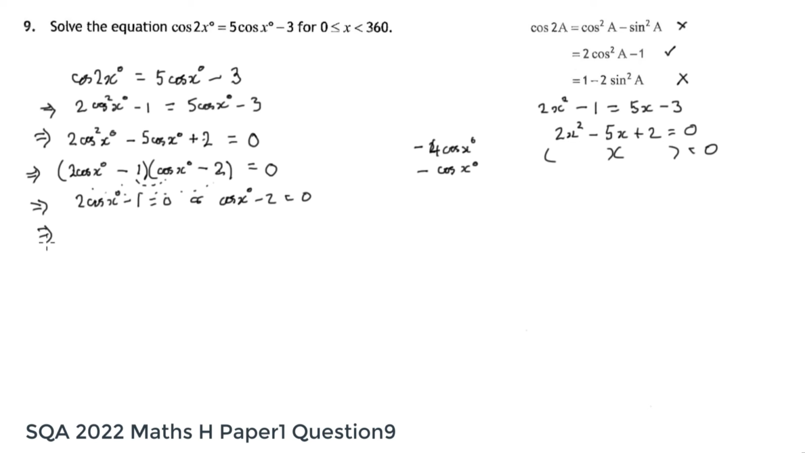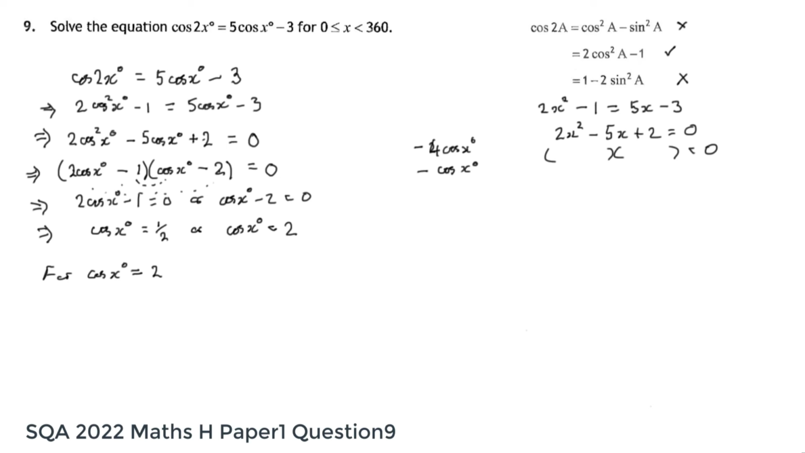Now if it was the case that 2 cos x minus 1 is 0, add 1 to both sides and then divide by 2, you'll get cos x being positive 1/2. If this was the case, then add 2 to both sides, cos x equals 2. Now let's deal with this second equation first. We're hunting for an angle whose cosine is 2.